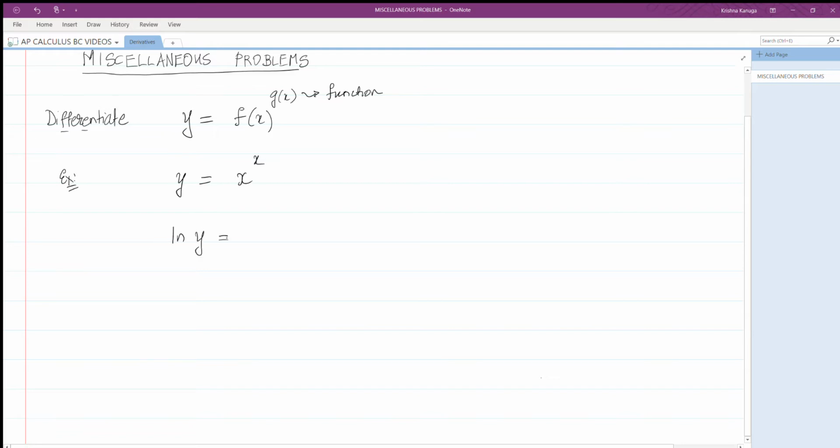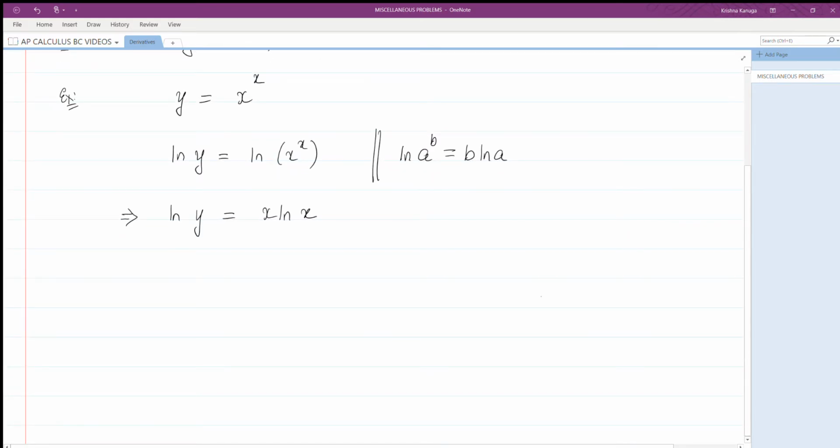So if I were to take natural log of y, I have natural log of x to the power x as well. Here we can use the identity for log, which is natural log of a to the power b is essentially b times natural log a. Therefore, this function becomes ln y equals x times ln of x. Now we are ready to differentiate both sides.